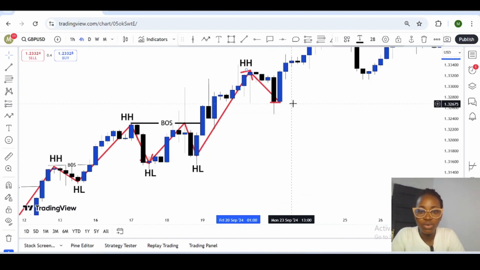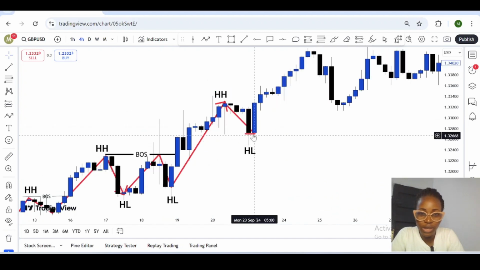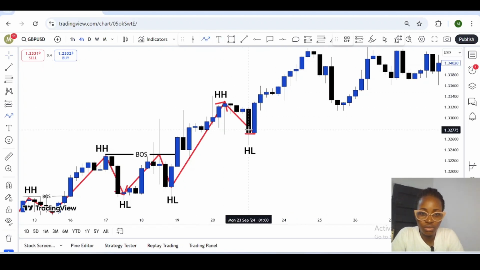Okay, so now we have a pullback. This is the point of rejection. This is going to be our new higher low here. After a higher low, we are expecting a continuation push to the upside, right? So let's identify the next continuation move.